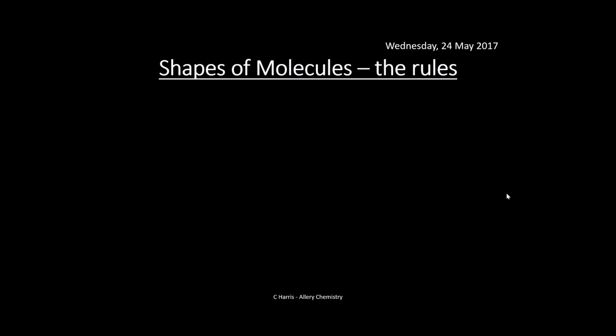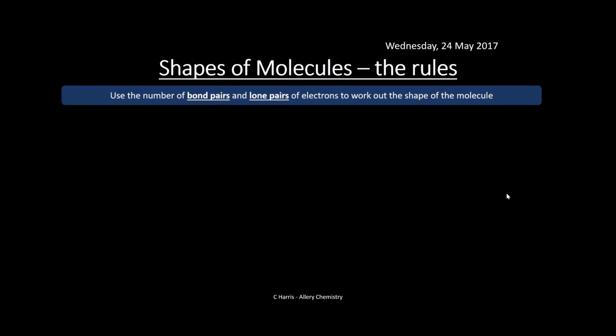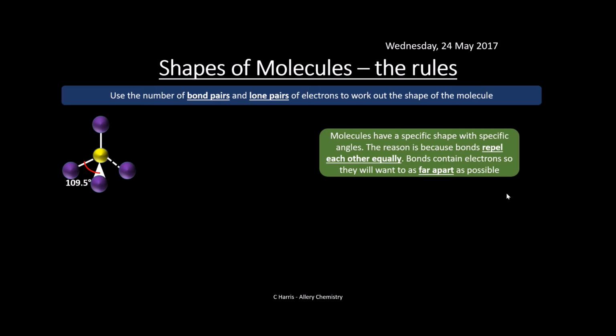Okay, shapes of molecules. Now this is really important for covalent bonding in particular. We can use the number of bond pairs and lone pairs of electrons to work out the shape of a molecule. Molecules have a very specific shape with specific angles, and the reason is that the bonds repel each other equally. The bonds contain electrons, so they want to be as far away from each other as possible.